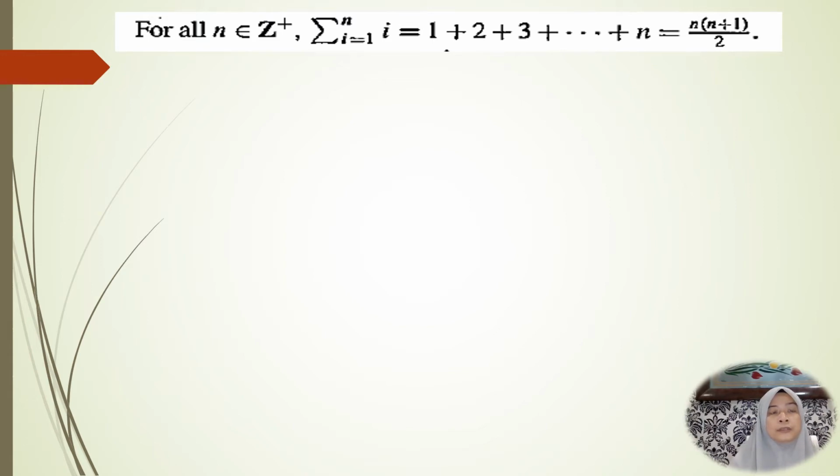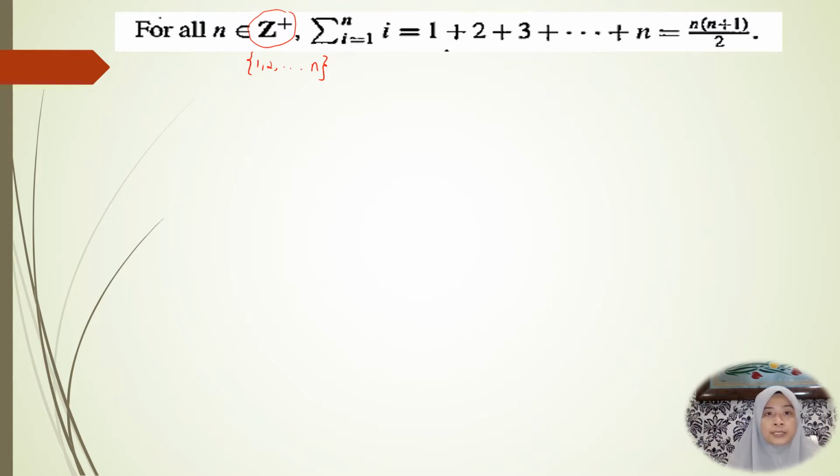Okay, so let's look at this example. For all n element of positive integers, right? So positive integers start from 1, 2 until any number. And the summation i from 1 until n of i is equal to 1 plus 2 plus 3 plus until n, equal to n(n plus 1) over 2.